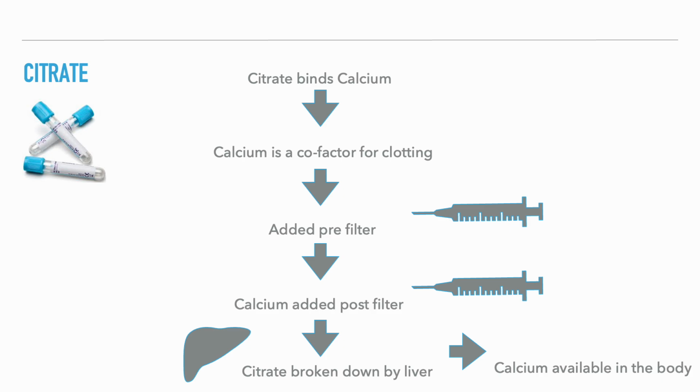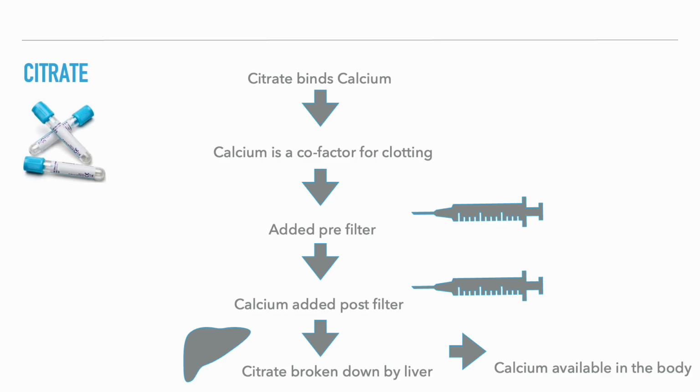So for citrate filters, citrate is added before the blood passes into the filter. This binds with the available calcium, and now your blood, hopefully, when pressed against the semi-permeable membrane, will not form a clot. At the end of your filter, we then need to replace that calcium, so we add calcium back. This is called your calcium replacement.